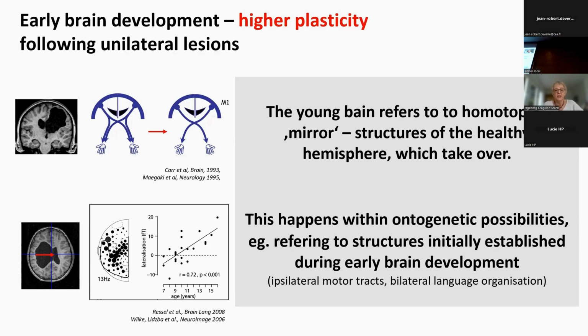Whereas in language, you have, as it is shown here, first a bilateral representation of language, and then in school age the brain network gets more and more lateralized. The data are difficult to really put together, but probably a complete taking over of language can happen until the age of 2 or 3 years. Later on, in such huge lesions, you cannot really compensate totally.